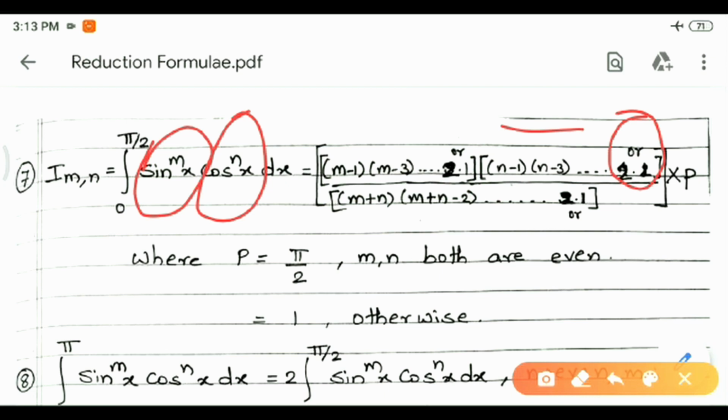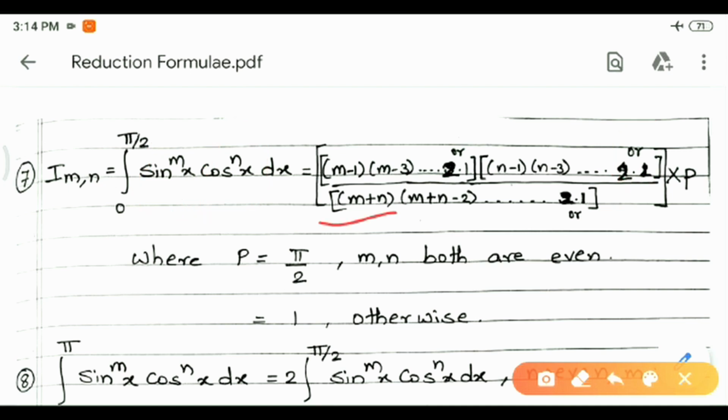Now whether we get 2 or 1 will depend on whether your m and n are even or odd. And in the denominator, what you are going to do, you are going to add m and n, and then again keep on decreasing by 2: m plus n minus 2, m plus n minus 4, and so on. And depending on whether your m and n are even or odd, your last term will be decided. Either it will be 2 or 1.